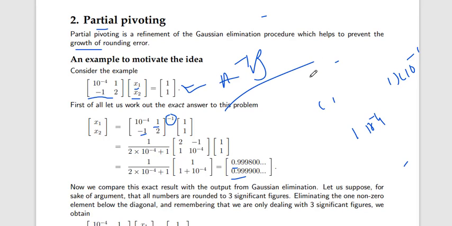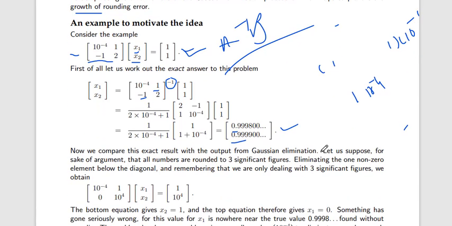With this method we find the values of x1 and x2. Now let's start by comparing this result with Gaussian elimination. We will solve this equation with the help of Gaussian elimination, and then we will compare it with this result. How do we solve these types of equations with Gaussian elimination?